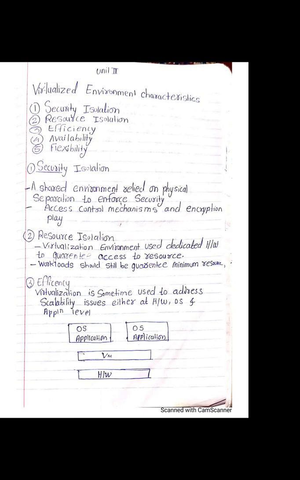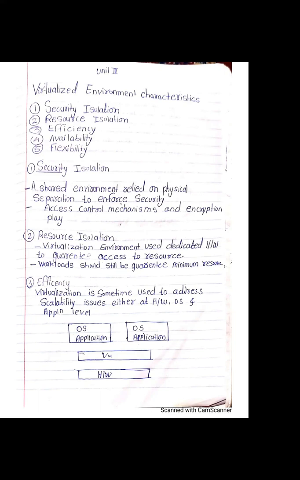Resource isolation: the virtualization environment uses dedicated hardware. We all know that virtualization uses one single physical system having dedicated hardware. So this environment uses dedicated hardware to guarantee access to resources. Workloads should still be guaranteed a minimum resource level. Meaning, if you are working on one operating system, a minimum resource level should be present. Then efficiency.